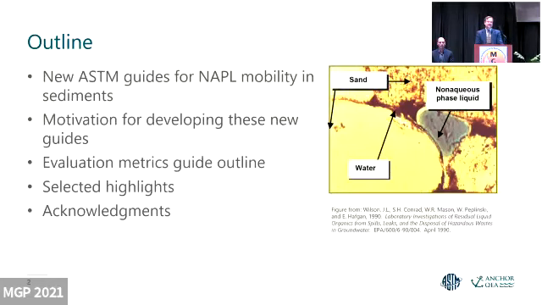And as Tripp just introduced, there are a number of new ASTM guides regarding NAPL mobility in sediments, and there are 5 of them, and I'm going to provide a quick snapshot of them. And I'm also going to talk about what the motivation was for generating these new guides. And then we'll get into the evaluation metrics guide itself, and we'll look at some of the details about that. And then I'd like to acknowledge the team that contributed to preparing this new document.